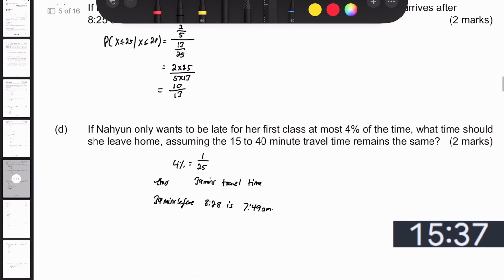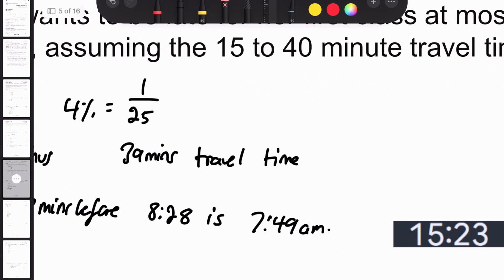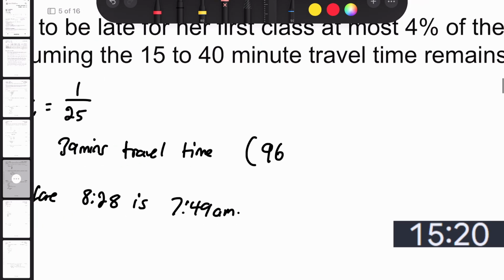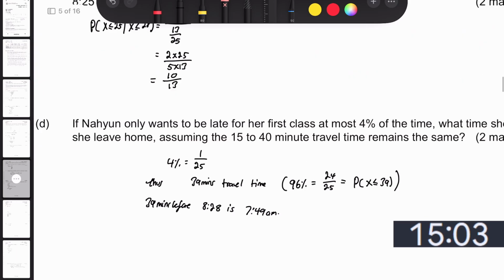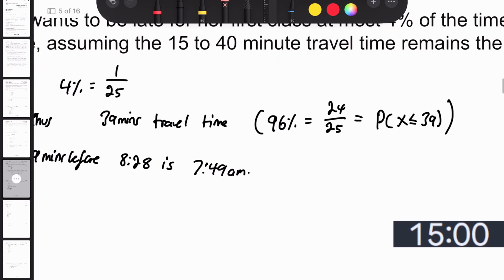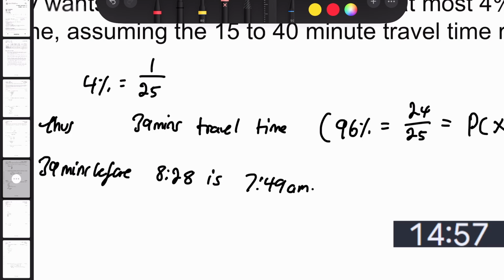At most 4% of the time. What time should you leave home, assuming that it remains the same? So 4% is 1 on 25, because it's 4 on 100. So then you can have, how much of the time? Because 96% is equal to 24 on 25, which is the same as the probability of x being less than 39. And 39 minutes before is 8:48, so 7:49, and 28 minutes.